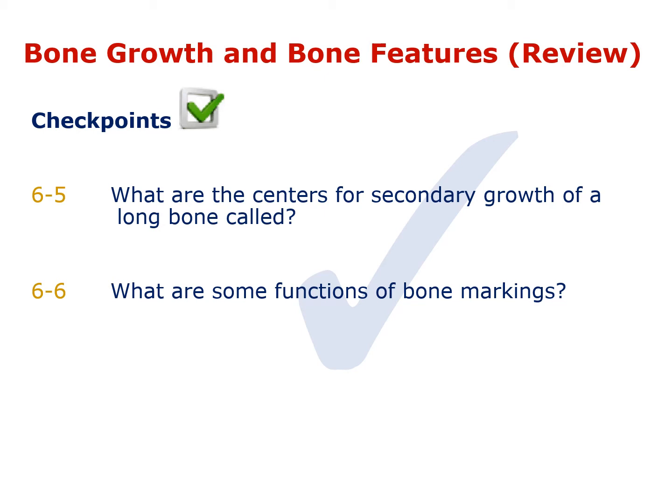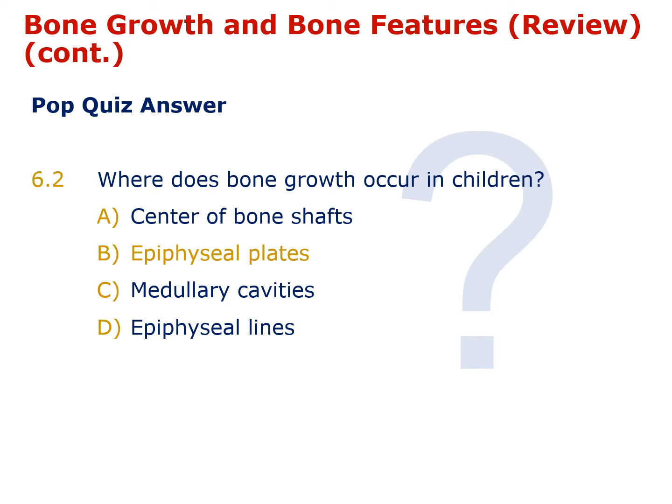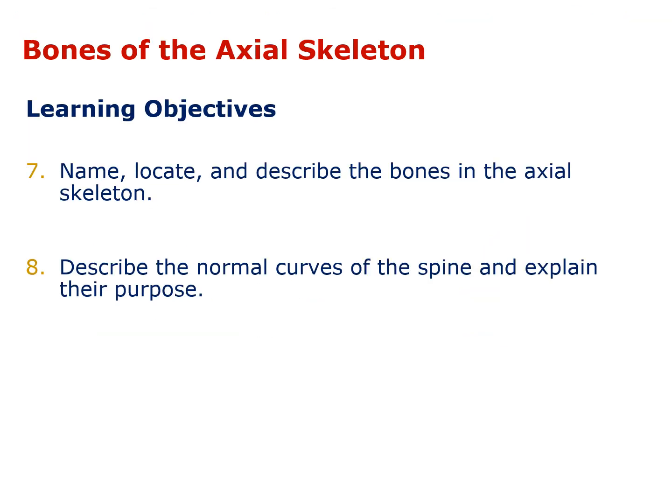Okay, what are some of the functions of bone markings then? What do bone markings, what are they good for? So that bones can fit next to one another very comfortably. Allow for attachments. Okay, allow for passage of vessels or other structures through the bone. Good. All right, where does bone growth occur in children? Epiphyseal plates.